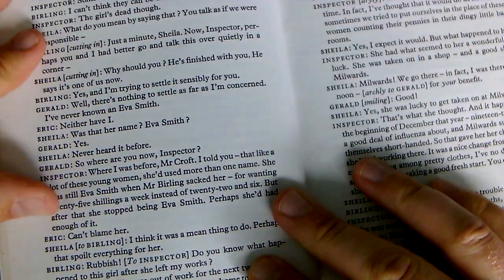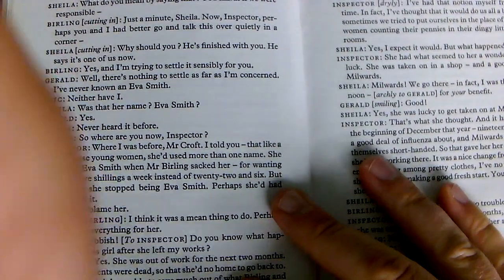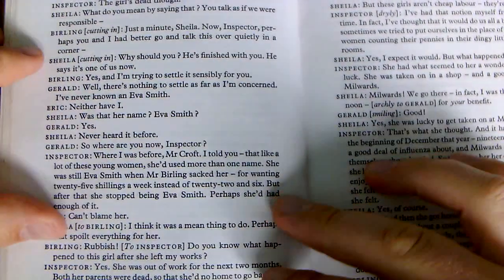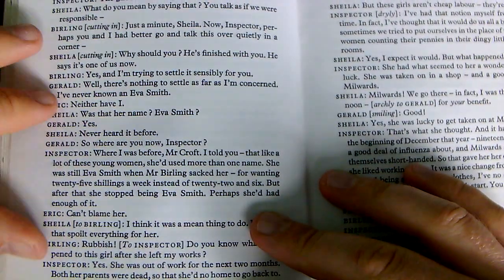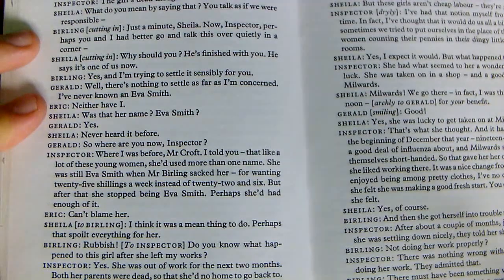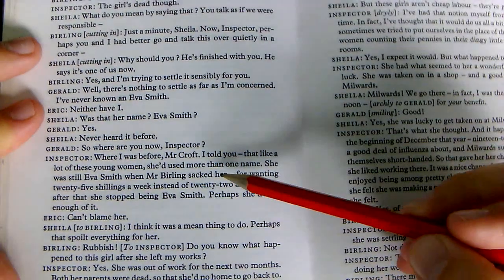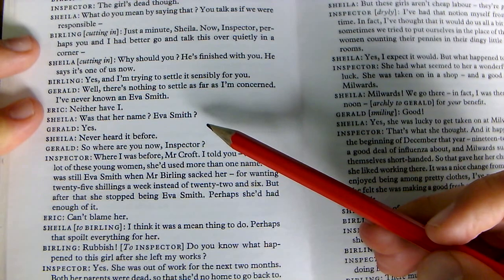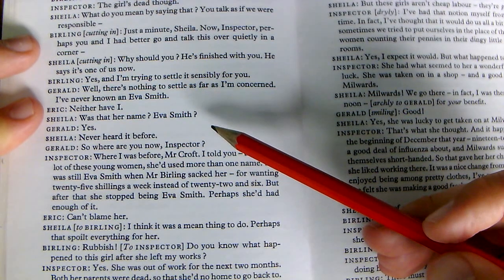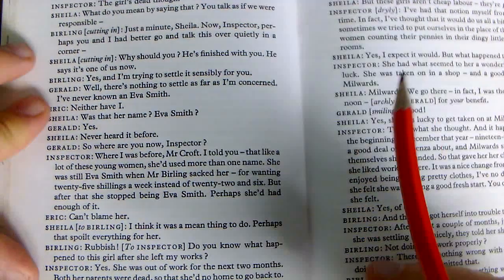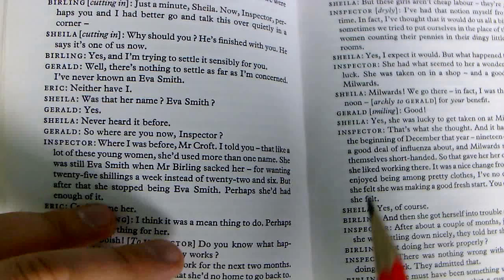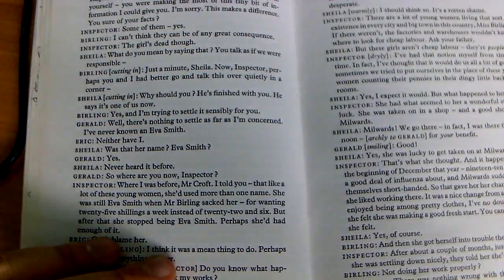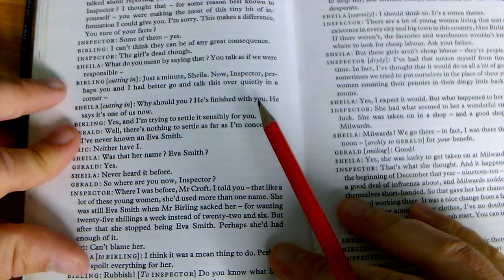Okay, Sheila enters, and please read Act 1 for yourself. I will come back and look at some more details on the pages that I've just skipped, but today I'm just focusing on the reaction to the death of Eva Smith. So Sheila's reaction is one of slow recognition, and we realise that as the inspector tells us a little bit more about Eva Smith, Sheila also has a part to play.